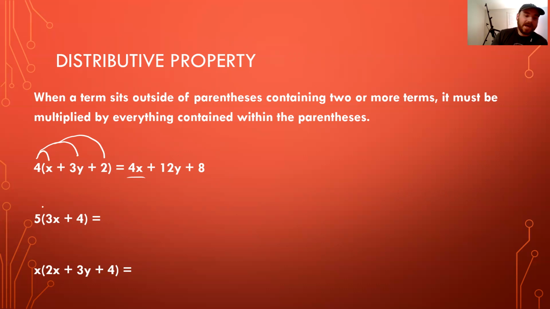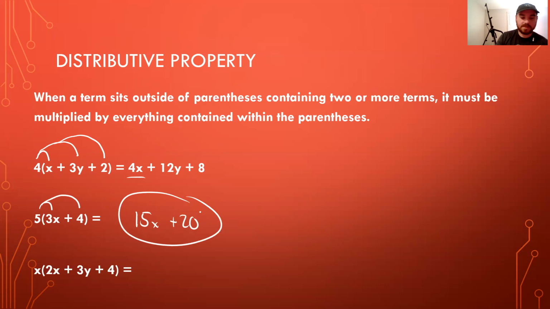The next one, we have 5 times 3x plus 4. So 5 times 3x and 5 times 4. 5 times 3x is 15x. 5 times 4 is 20. So 15x plus 20.